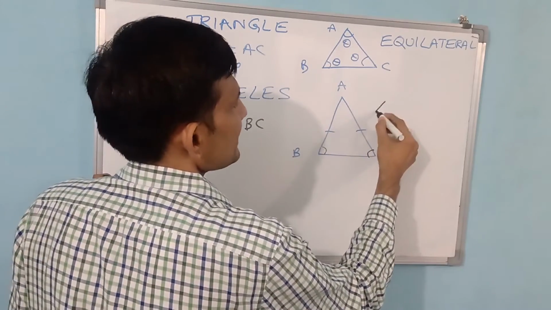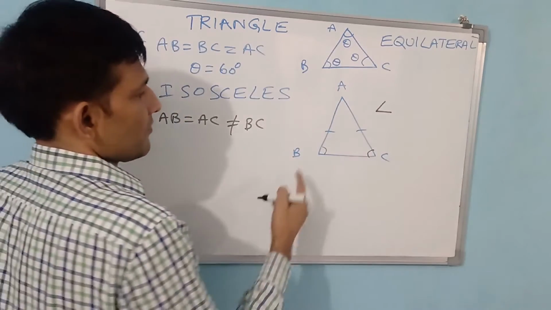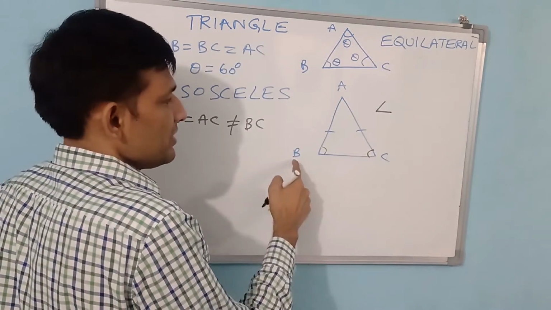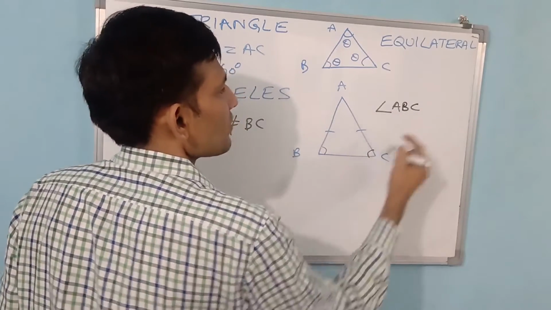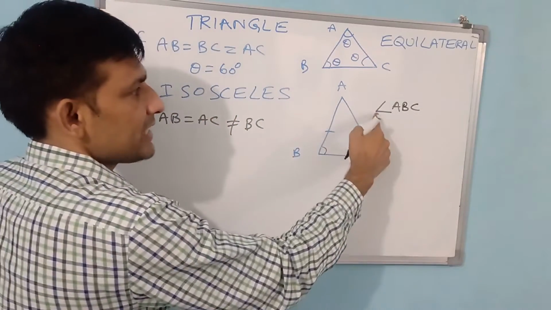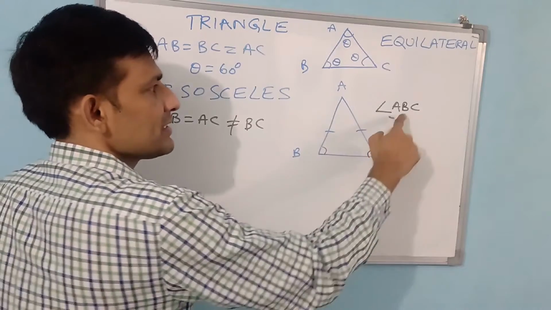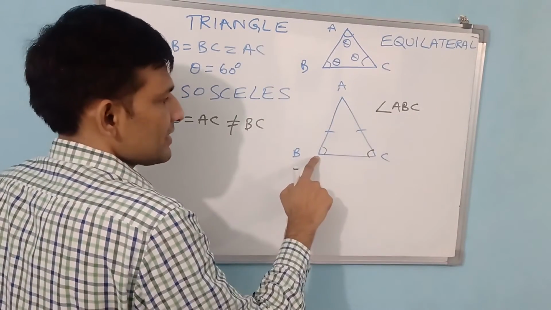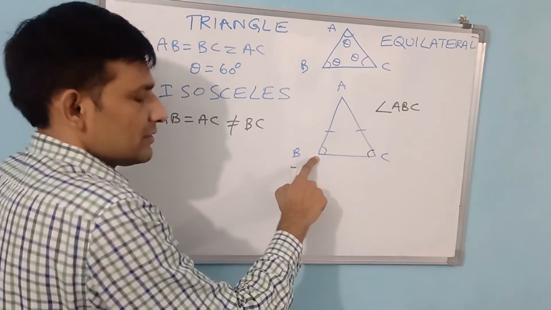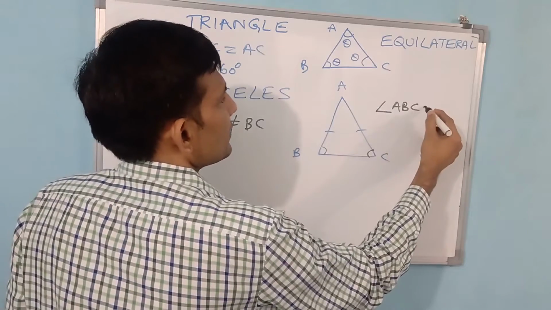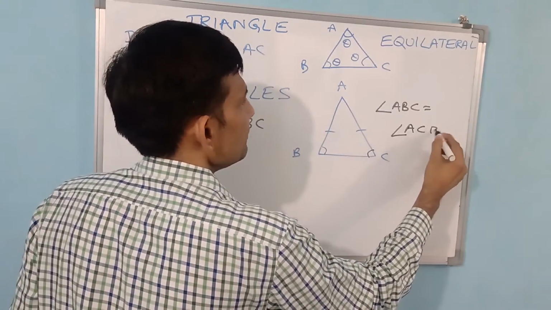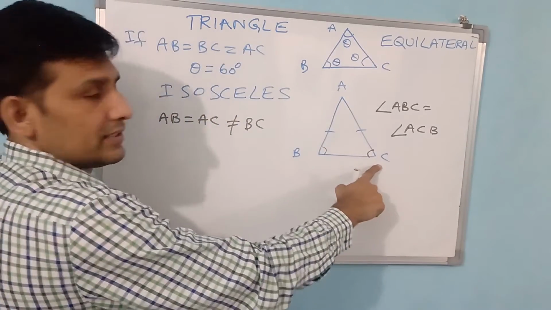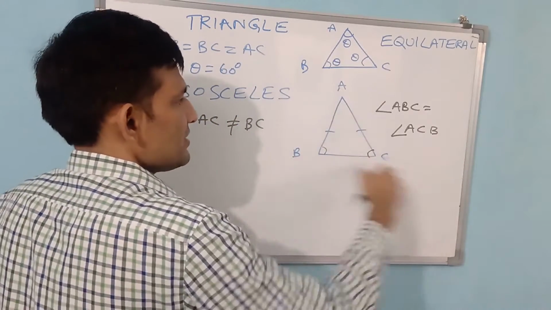Angle, you have to represent like this. This is angle B. Then you have to write ABC. You have to call it as angle ABC. This is the angle symbol. Angle ABC means the center letter is at the corner. Angle ABC is equal to angle ACB. Center letter C. ABC, ACB.